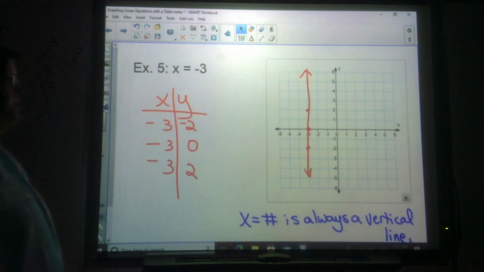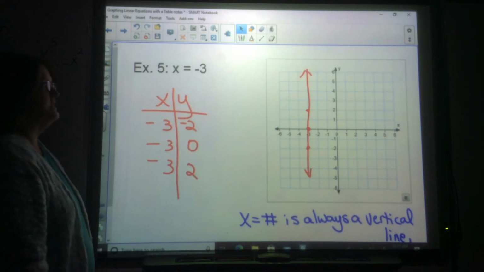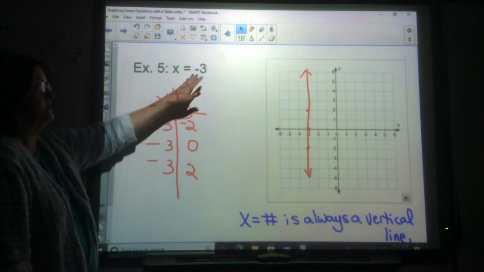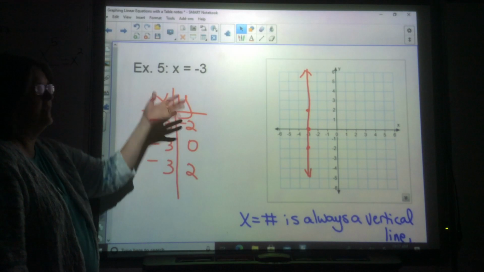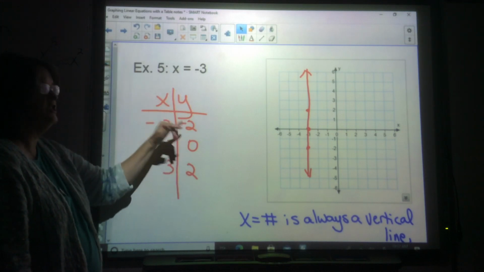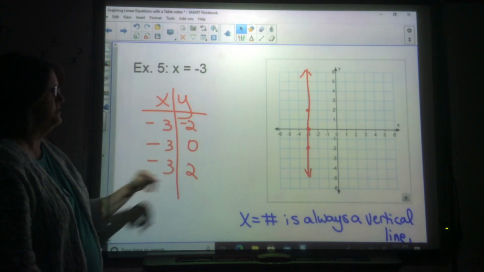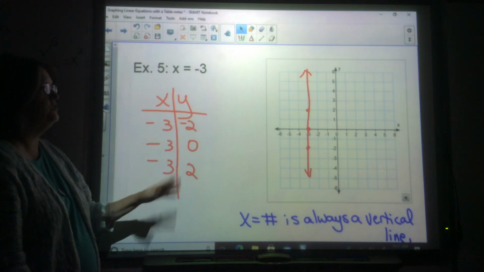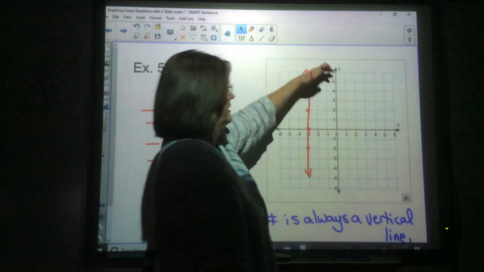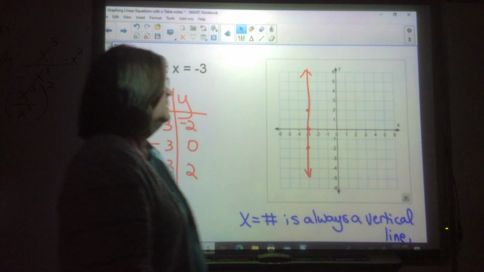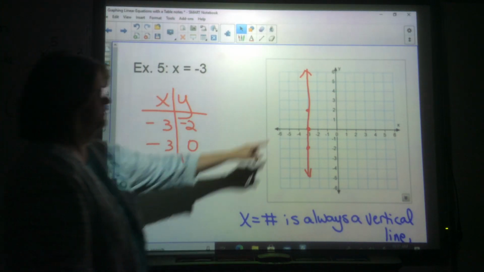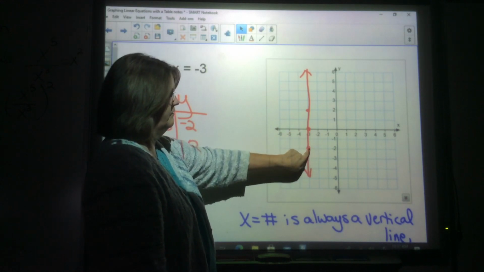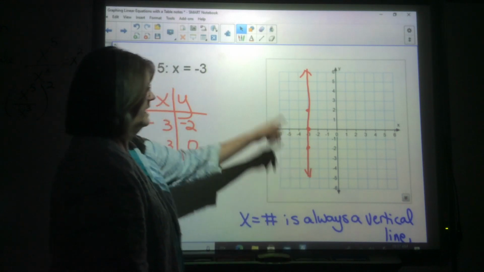All right, x equals -3. This time they told you that x was equal to something, but there's no y. When that happens, x is always -3, and then I made up values for y, and I just used -2, 0, and 2. It doesn't matter what values you choose, they need to fit on your graph grid so you can graph it, that's all. Then I came over and I graphed those points, -3, -2, -3, 0, and -3, 2.